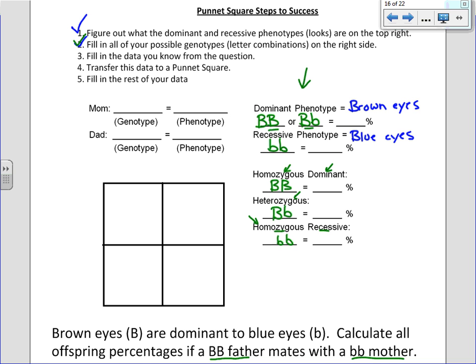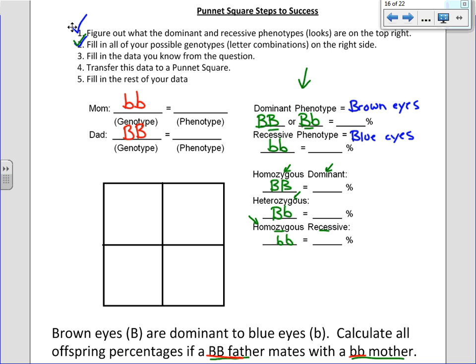In this case, a big B father. Big B is a genotype. So what we'll do is we'll plug in big B right there. Mates with a little b mother. So we'll put for mom, little b. Now this is all that you know from the question. All right, this is it. From here on out, we're going to actually have to use our logic skills to fill in all of the rest of this.